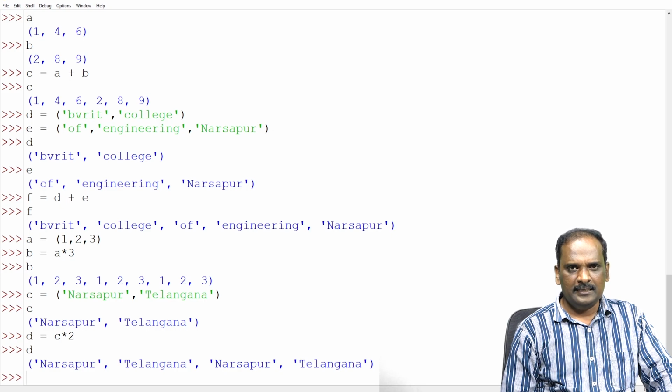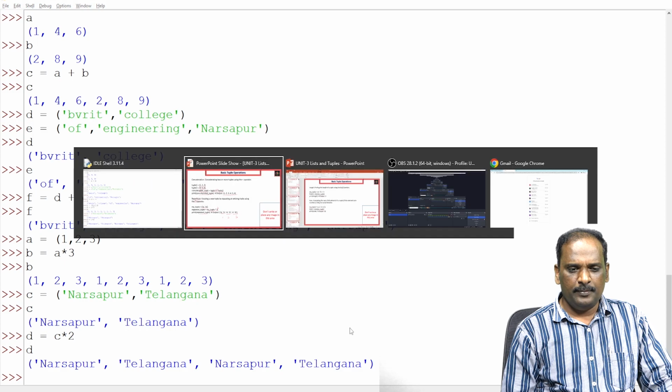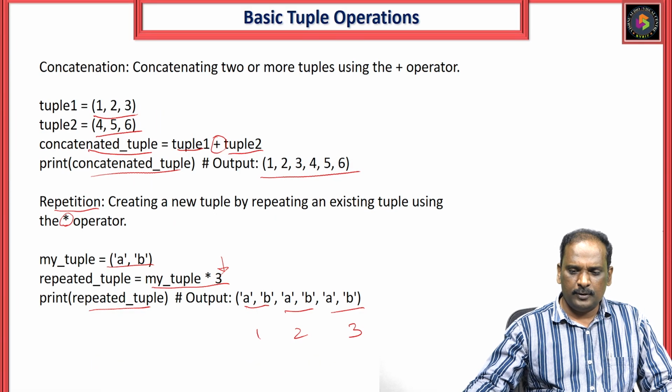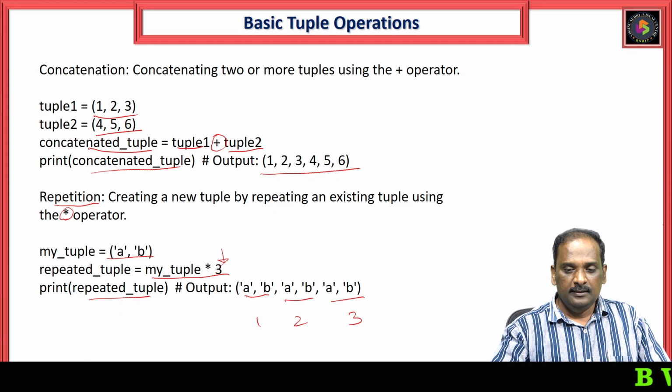Either we can take the integer data type or string data type or any data type. The elements are copied that many times. So this plus is used for concatenation and star is used for repetition. We shall see other functions which are supported in the tuple.